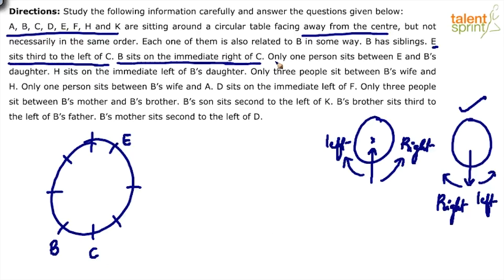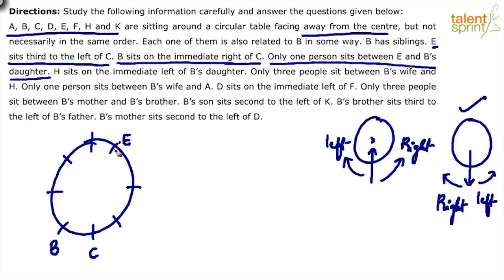Now, next point here. Only one person sits between E and B's daughter. Now, here's where the confusion starts. First of all, we do not know who B's daughter is here. Out of this list of 8 persons, who B's daughter is is not clear to us. Moreover, he says only one person sits between E and B's daughter. So, E is already positioned here.